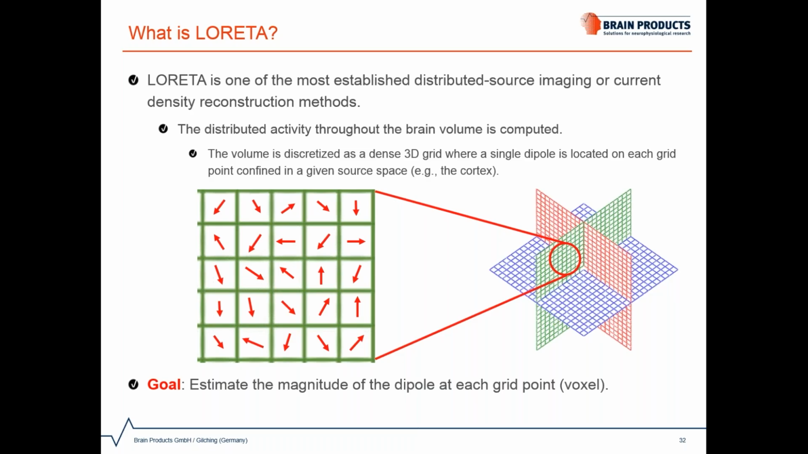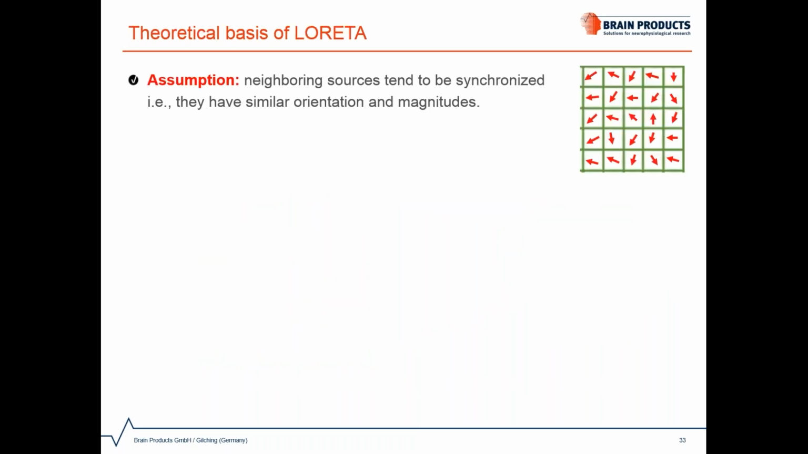There will be an infinite number of dipolar sources that can give rise to the same voltage distributions over the scalp. So as I have mentioned earlier, additional constraints are needed to obtain a unique solution. It is assumed that the activity from neighboring sources tends to be correlated or synchronized. That is, they have similar orientation and magnitude across space. Based on this assumption, the mathematical constraint that is imposed on LORETA is that it should select a solution with the smoothest source intensity values.